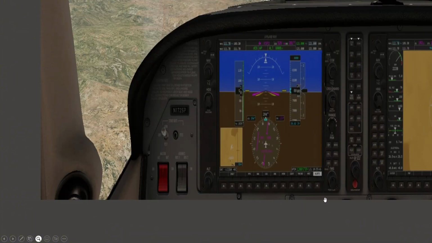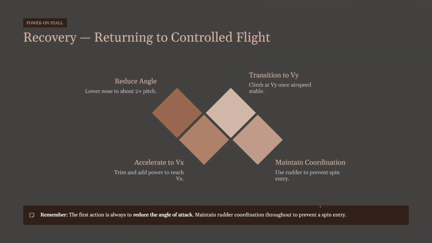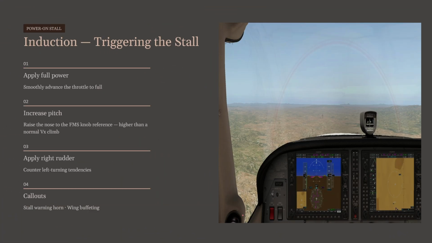So you're gonna match your horizon around over like here. Okay, but don't do it abruptly, please. Just raise the pitch gradually and smoothly. As the power comes in, remember that left turning tendencies will try to yaw the airplane to the left, right? So it's very important to apply right rudder to keep the ball centered. Okay? Keep the ball centered, and maintain coordination, of course.